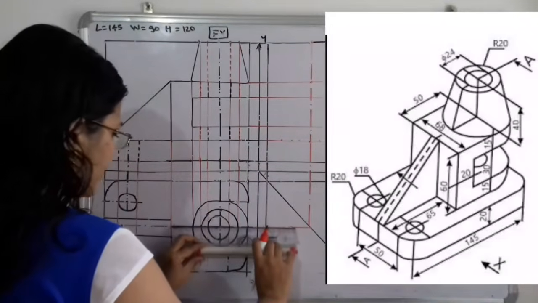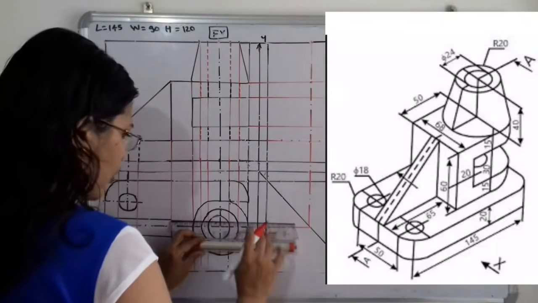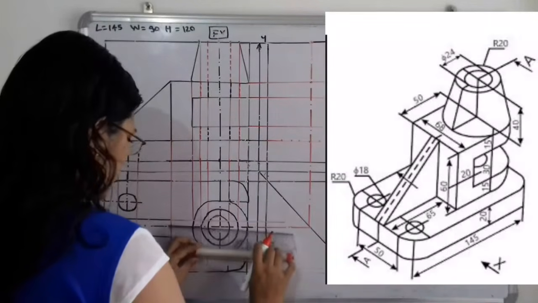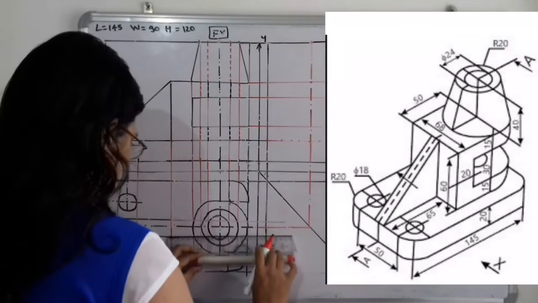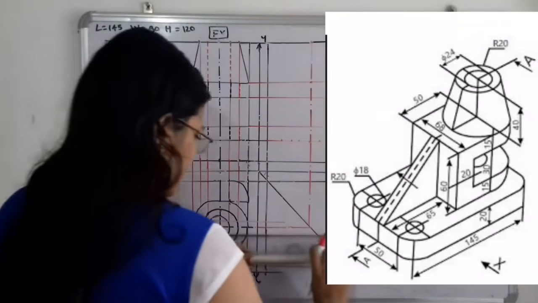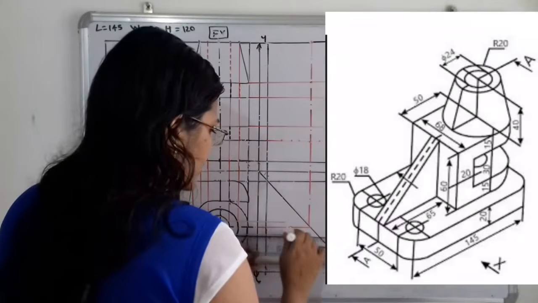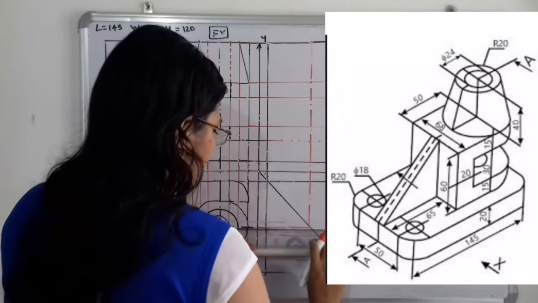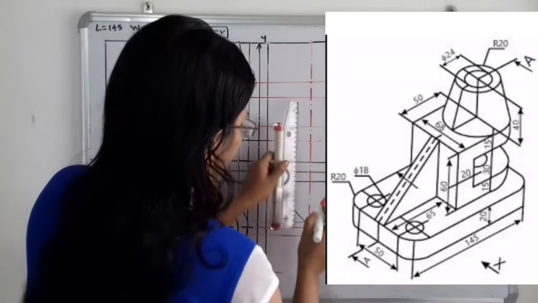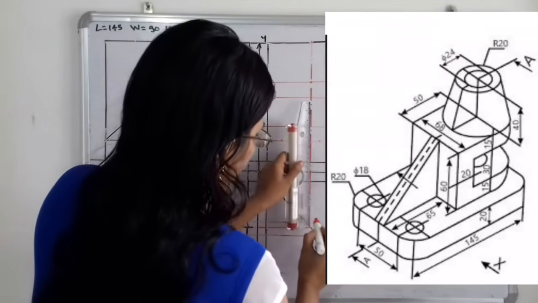So we will make the projection here from the top view to the side view. Up to this 45-degree line we have to extend the projections, and then we have to make the projection line.